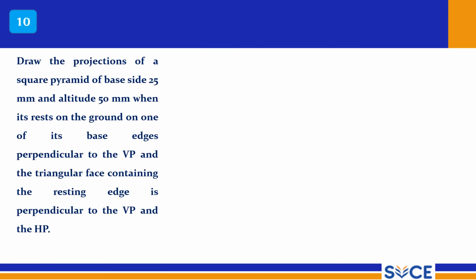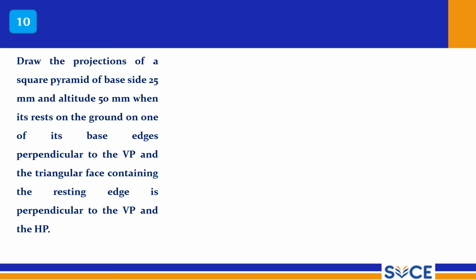And the 10th problem: draw the projections of a square pyramid of base height 25 mm and altitude 50 mm, when it rests on the ground on one of its base edges. It is also resting on a base edge. The orientation is clear, it is perpendicular to VP, right? And the triangular face containing the resting edge, that is the lateral face containing the resting edge.